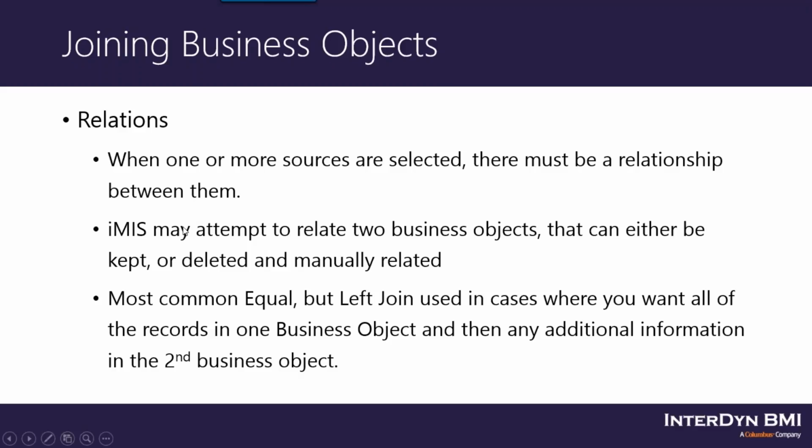Like I said, iMIS may attempt to relate two business objects, and you can either keep that if you look at it and say, yes, it's correct, or I can delete it and do it manually. When I say manually, I choose a custom relationship, choose the fields, and then choose the join, or the relationship type, really. Like I said before, the most common is equal, but left join is used in cases where you want all of the records from one business object and then additional information from the second business object.